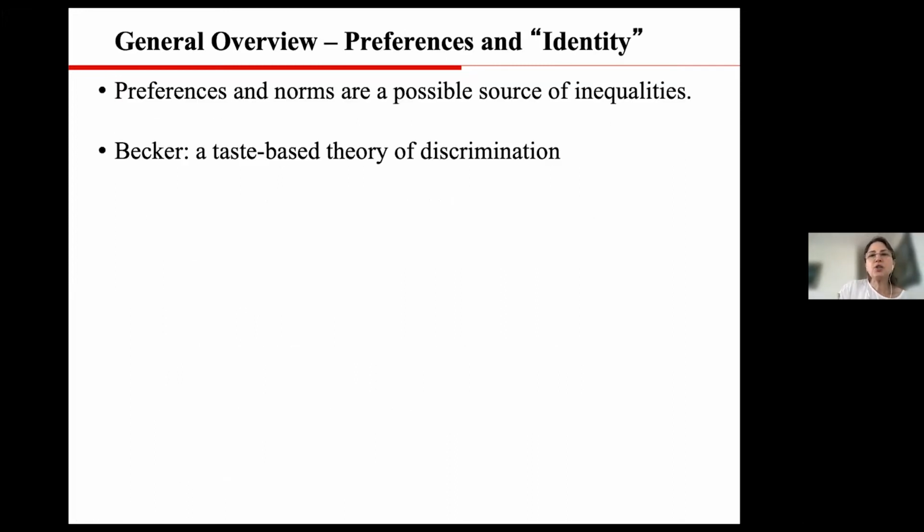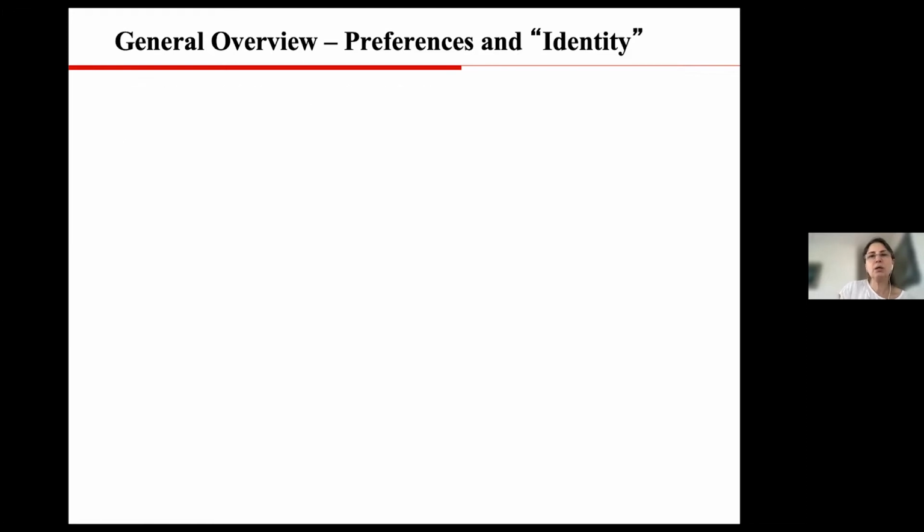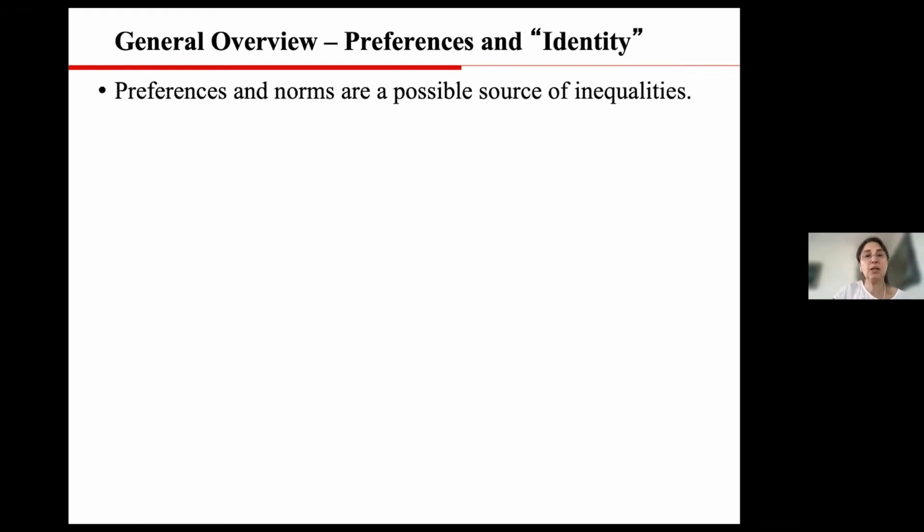All right, so let's go to preferences and identity. So preferences and norms, what people are fighting over, are also possible sources of inequalities.